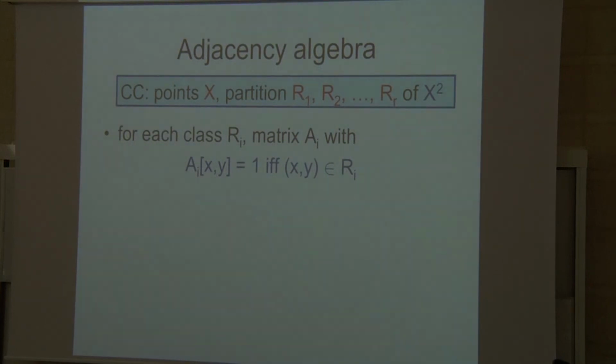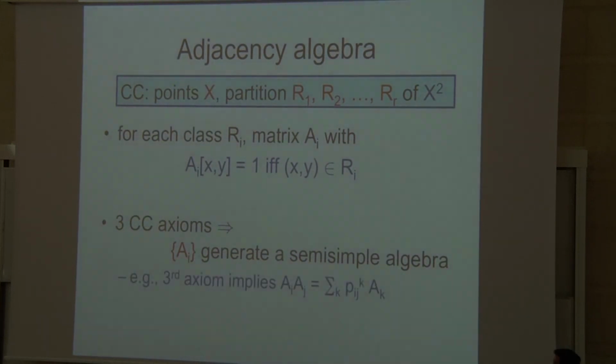And since I have very little time, I just want to make the main point about this, which is that just like with groups, you have this algebraic structure, and you have an algebra associated with it. The algebra basis elements are just matrices which have ones in the position xy if xy is in class i, and so you have a basis with R elements. And the three axioms indicate that this generates a semi-simple algebra. Okay, I'm going to skip the details of that. So this is something in which we can think about embedding matrix multiplication.